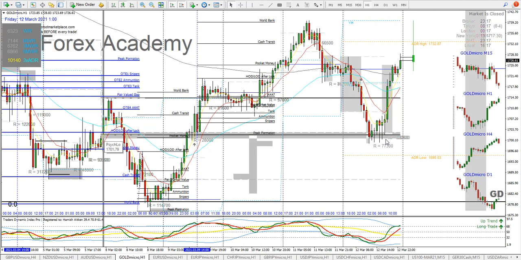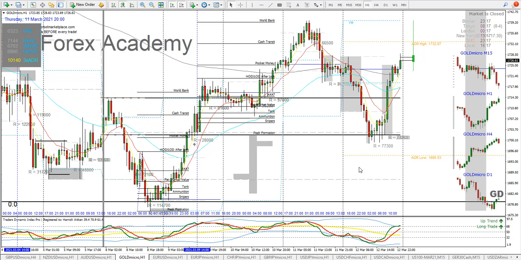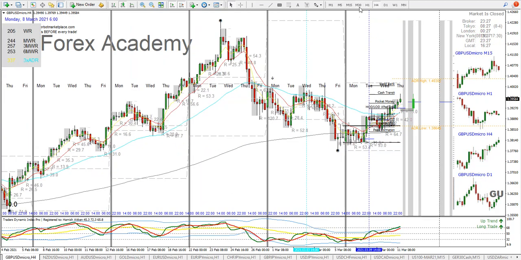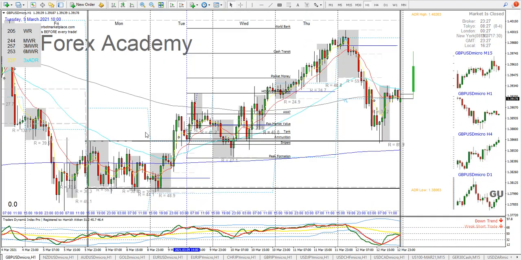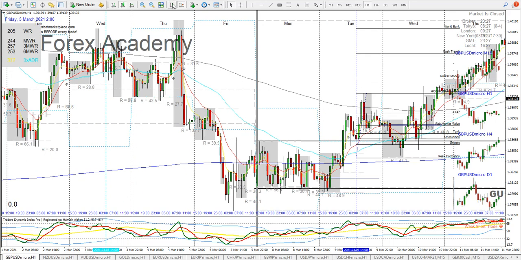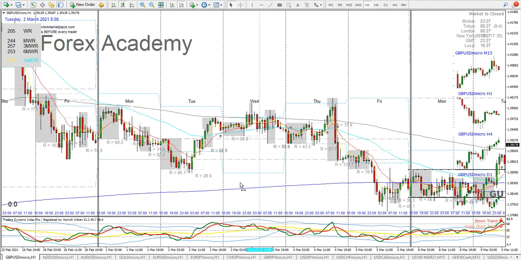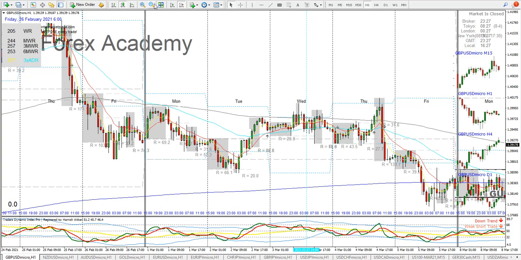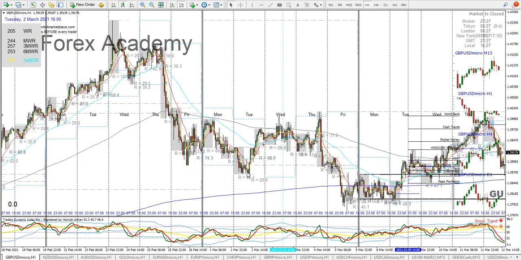I was giving most of my students that trade, and then I want to also show you on other pairs. Let me go to GBPSD. Let me unlock this one, and then zoom in on this one. Here we are.